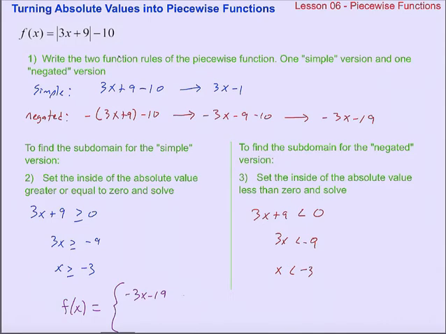Sometimes it helps if you use the word "if" here, just so that you can see the difference between the function rule and the subdomain. If you don't use the word "if," that's fine. And on the other hand, f of x would be equal to the simple version, without negating anything, 3x minus 1, as long as x was bigger than or equal to negative 3. And so this would be our absolute value turned into piecewise.